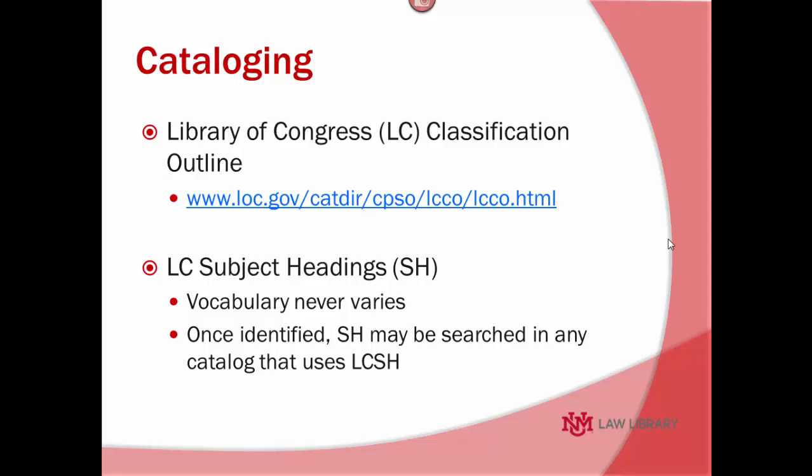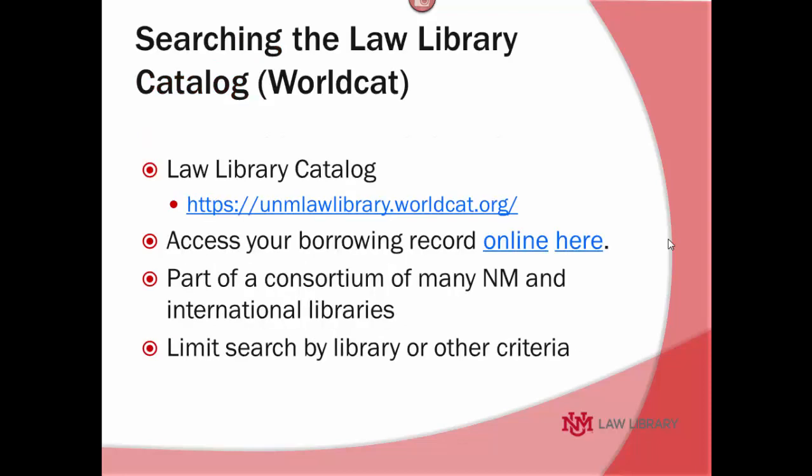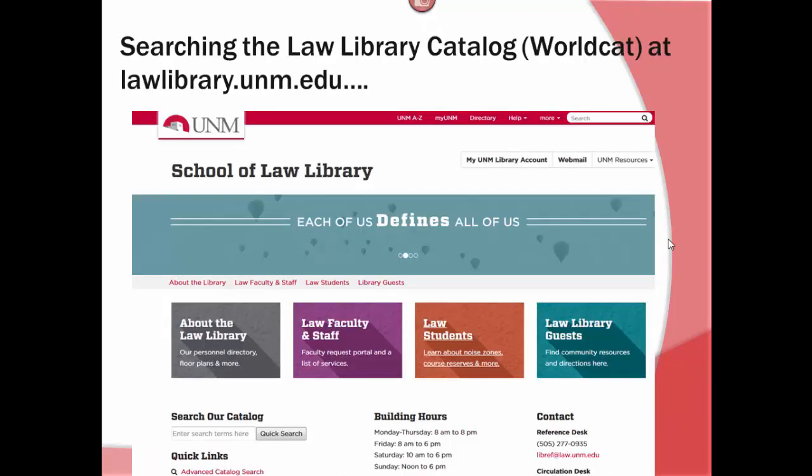So we've looked at different ways for searching for books and articles. Our library is actually limited to what we have in our print and electronic holdings because we're poor. We may not have everything in the world on entertainment law, but if you need to access something that we don't have, we have other means of accessing it, including borrowing it from other libraries. And you can look and see what other libraries might have by searching the Law Library Catalog, which is WorldCat. You can access and search the Law Library Catalog via this link. It's part of a consortium of many libraries in New Mexico and international and national libraries. You can limit the search by library or other criteria.